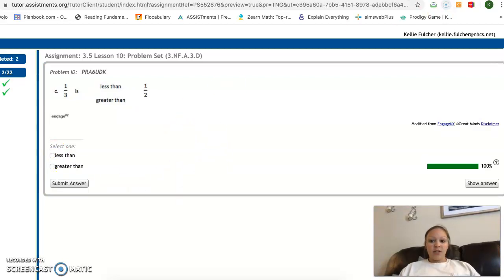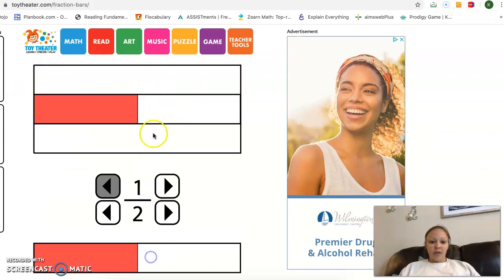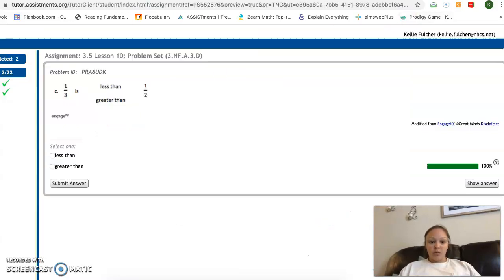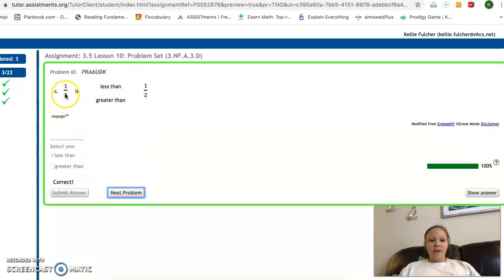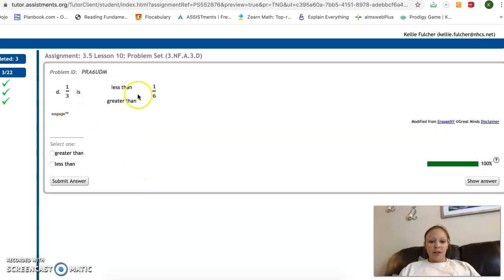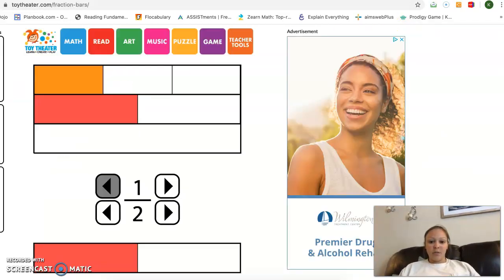Here we have 1/3 is less than or greater than 1/2. So here's 1/3, here's 1/2. 1/3 is less than 1/2 because the piece is smaller. So 1/3 is less than 1/2. And you're going to start to see that the bigger the number is on the bottom, that means the fraction is going to be smaller. So thirds are less than halves because you have more pieces for thirds, which means the pieces are going to be smaller.